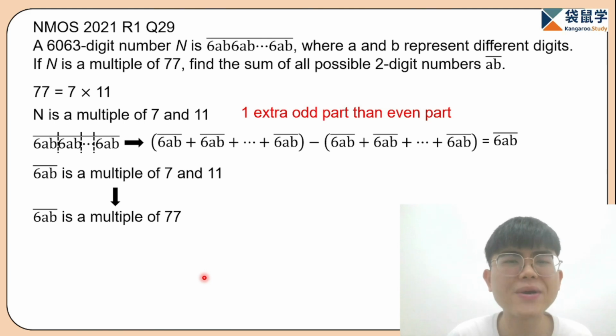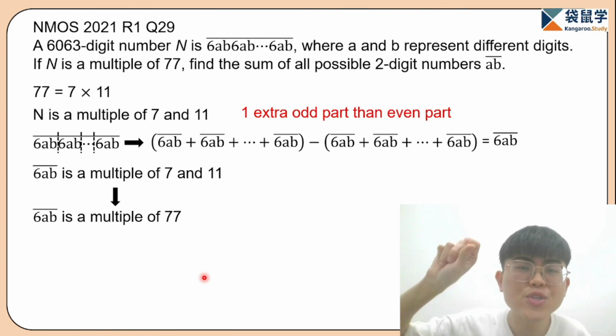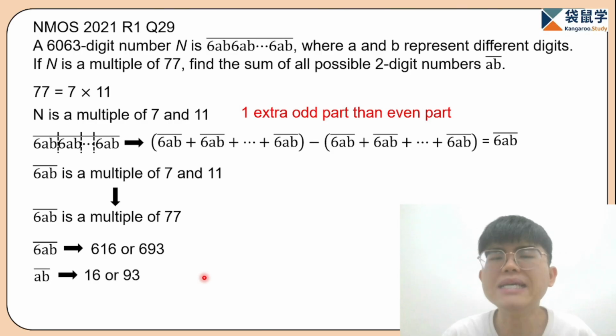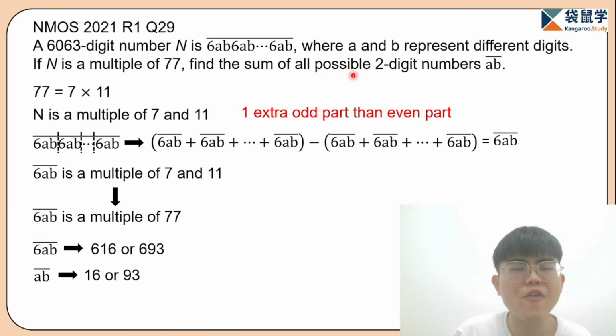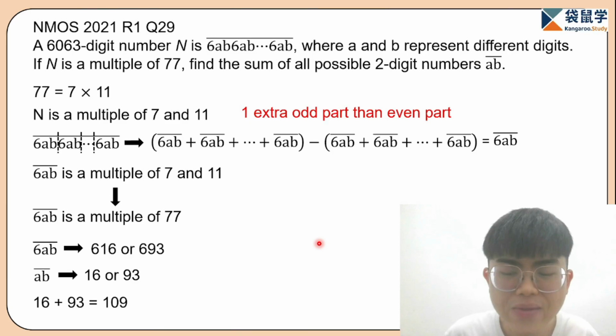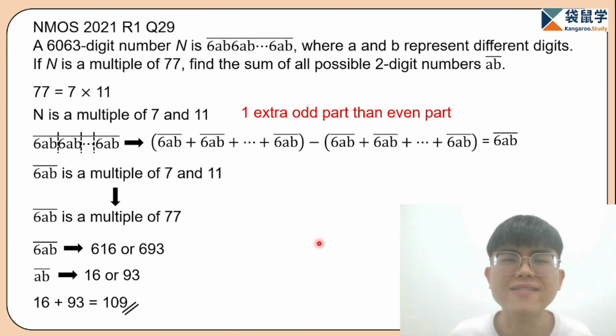When we calculate it, you will see that there are two numbers, which are 616 and 693. Which means that our 2-digit number AB will be equal to 16 and 93. Since we are trying to find the sum of all possible 2-digit numbers AB, we just have to add them up. You'll get 109. And this will be our final answer.